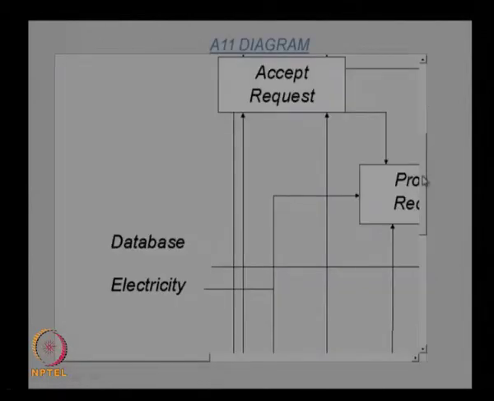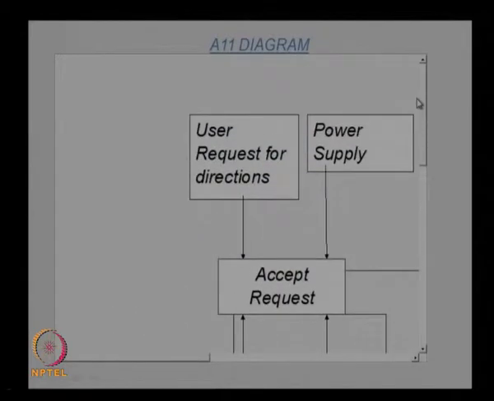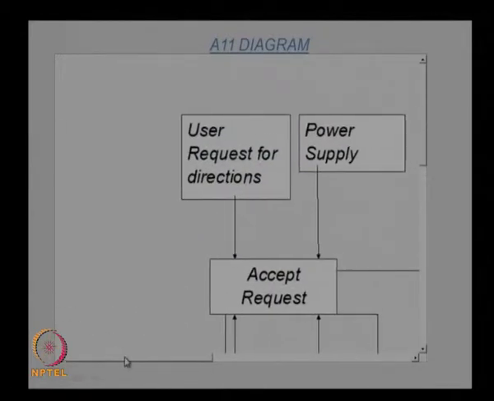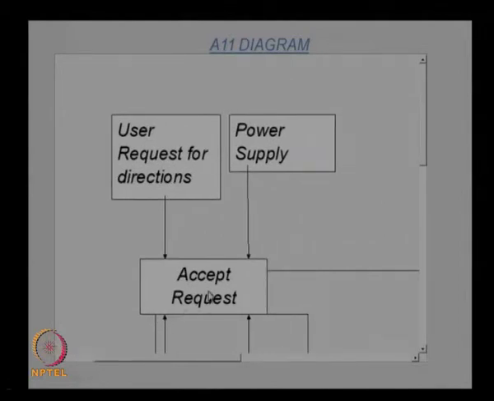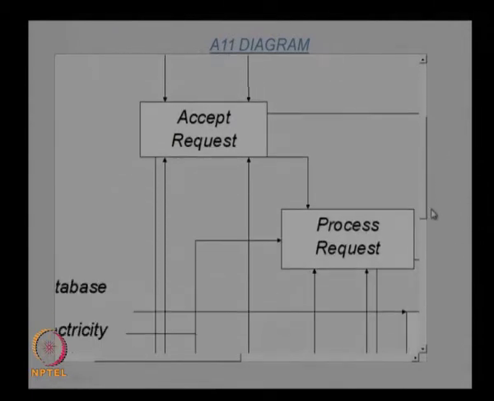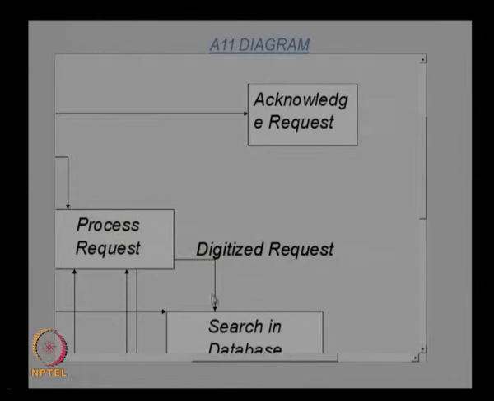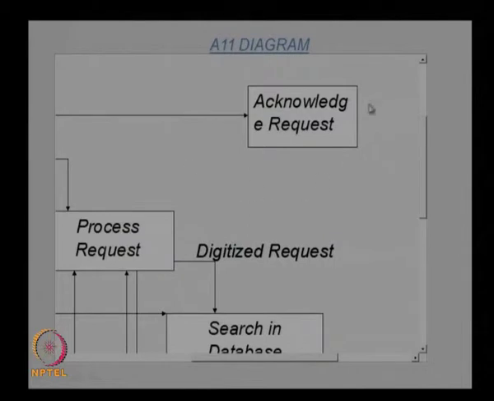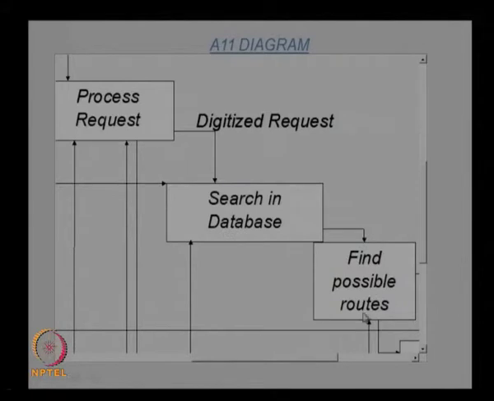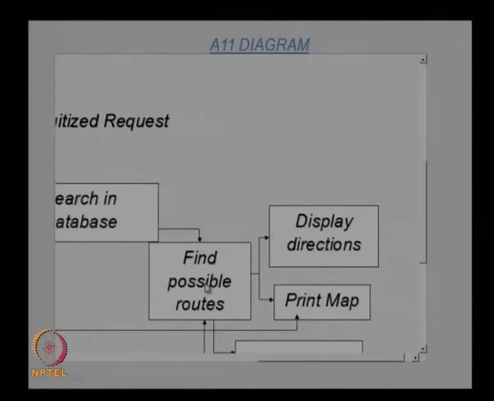This is shown with a bit more clarity here in this diagram. It is the same diagram which I explained earlier. You can see here this is the accept request function with the user request for directions and the input power supply as the inputs, and then you have this output coming from here to the process request function, where the digitized request will be going to the search database. So here the output will be acknowledgement of the request, then the search in database, then find possible routes, and that route will be displayed as the output to the customer.